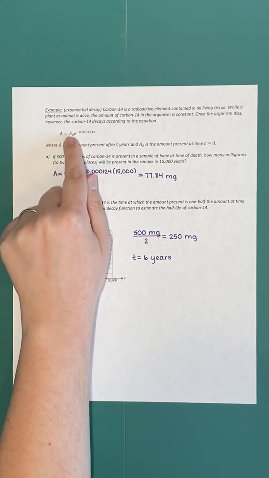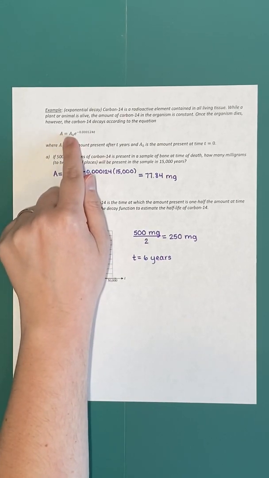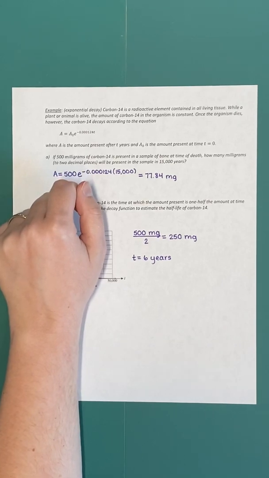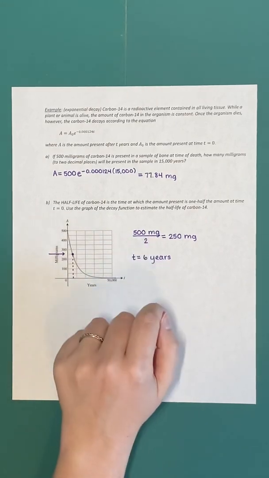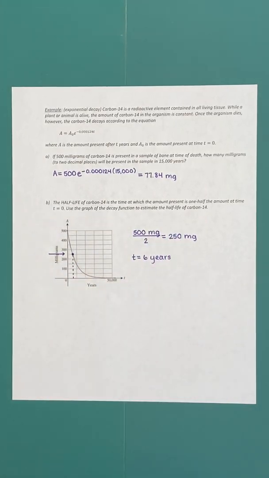Well, here's our model. Remember, a sub 0 is 500. That's what we started with. What does that mean in terms of half? Well, what would half of that population be? In other words, if we start with 500 milligrams and we've shrunk to half of that, how much do we have left? Well, that would be 500 divided in half, which is going to be 250 milligrams. So the question we want to answer is, how long would it take to go from 500 milligrams to 250 milligrams? How long would that take?